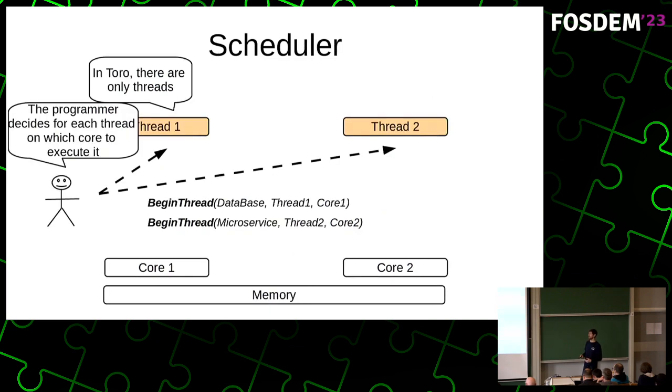So talking about the scheduler, what happens in Toro is that we only have threads. We don't have processes, which means that all threads share the view of the memory. And we have mainly one API to create threads, called BeginThread, and its parameter says in which core each thread is going to run.